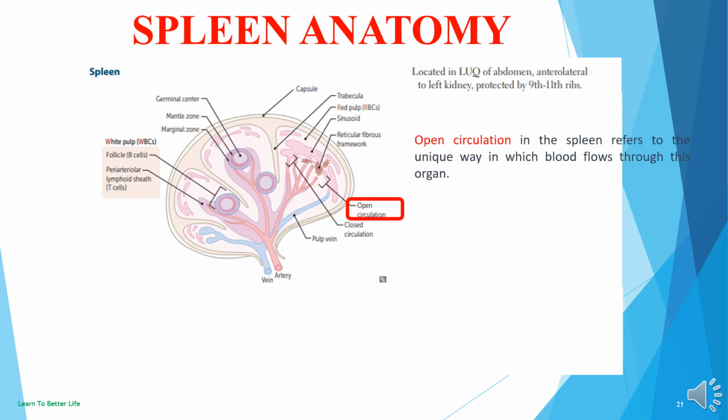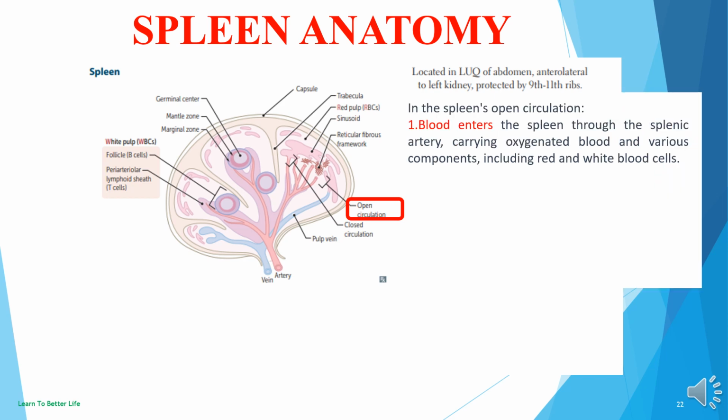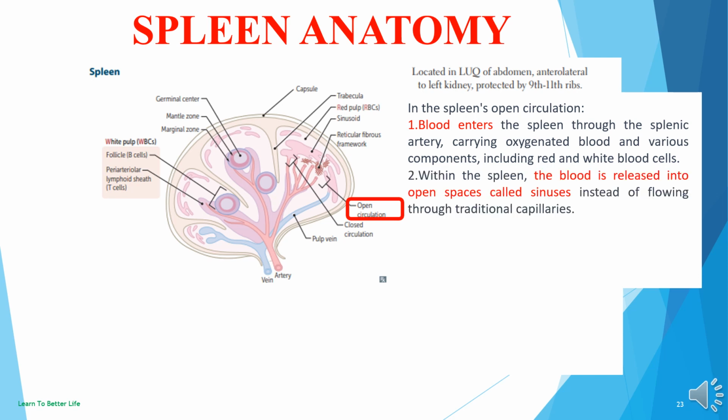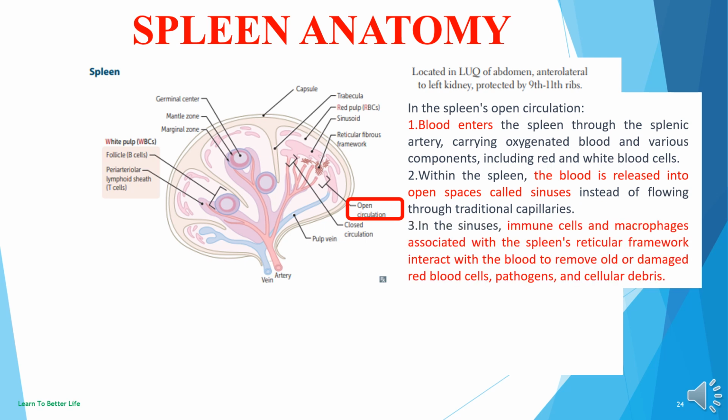Open circulation in the spleen refers to the unique way in which blood flows through this organ. In the spleen's open circulation, 1. Blood enters the spleen through the splenic artery, carrying oxygenated blood and various components, including red and white blood cells. 2. Within the spleen, the blood is released into open spaces called sinuses instead of flowing through traditional capillaries. 3. In the sinuses, immune cells and macrophages associated with the spleen's reticular framework interact with the blood to remove old or damaged red blood cells, pathogens, and cellular debris.